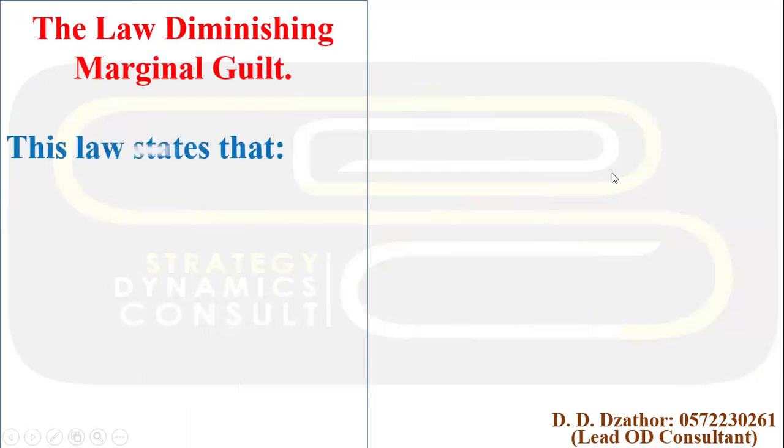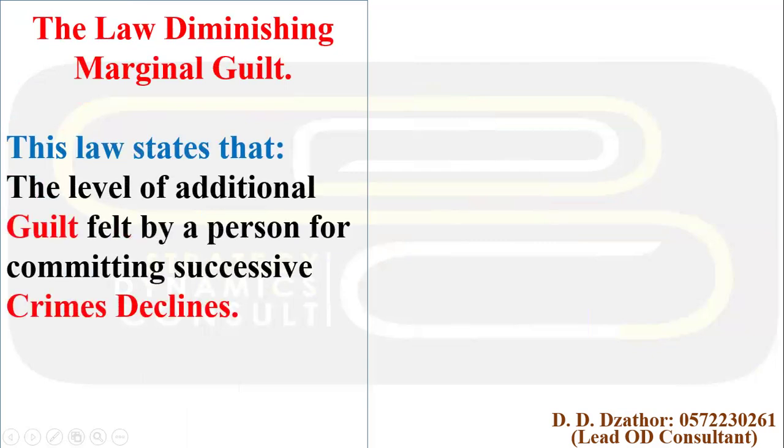Now, the law of diminishing marginal guilt explains that the level of additional guilt a person feels for committing successive crimes over time declines, reduces, or falls. What this means is that if you commit a crime the very first time, or if you do something bad the very first time, the level of guilt that you experience as a person is very, very high. But then if you commit that same crime over and over again, then the level of guilt reduces.